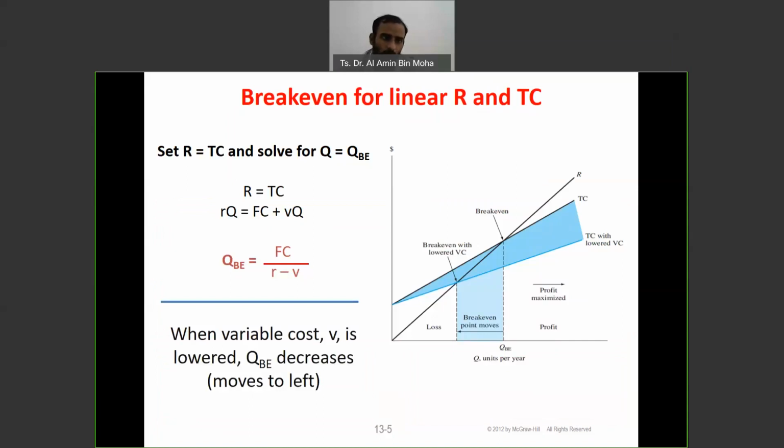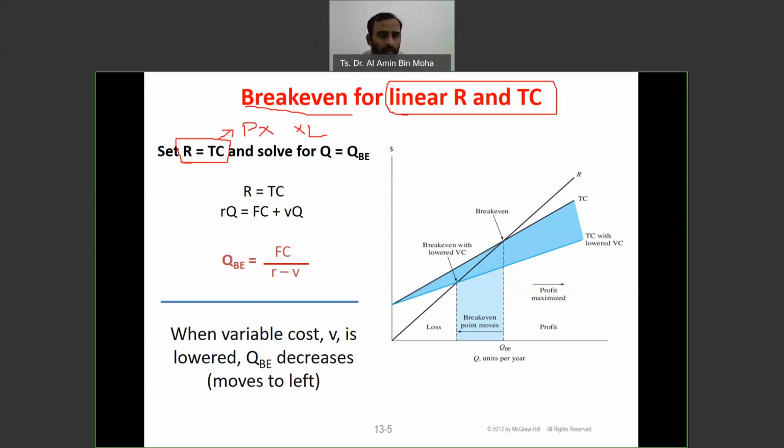So, break even. What is break even? For linear, R and TC, for revenue and total cost. Break even means where the revenue is equal to the total cost. What does that mean? You don't have any profit, and at the same time, you are not losing money. You just get back your capital. You're not making money yet.